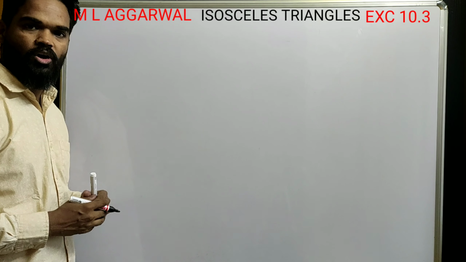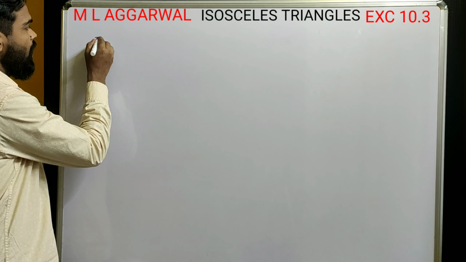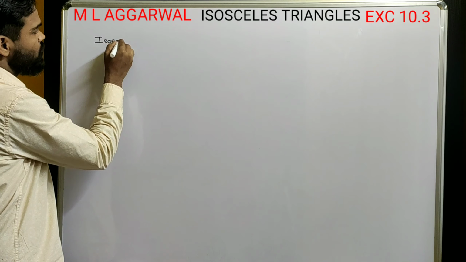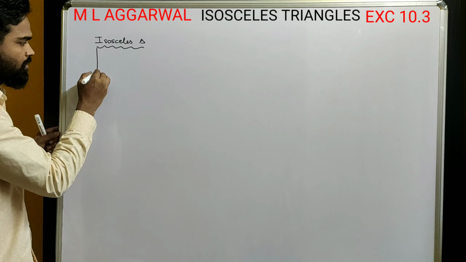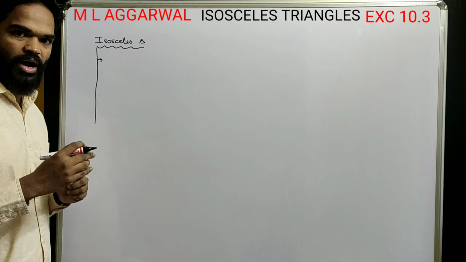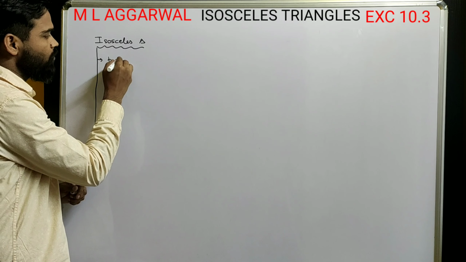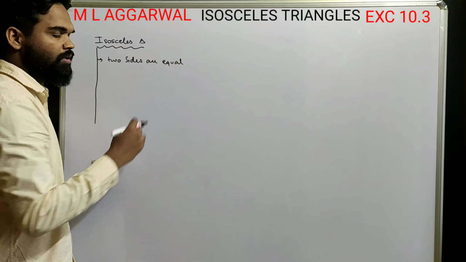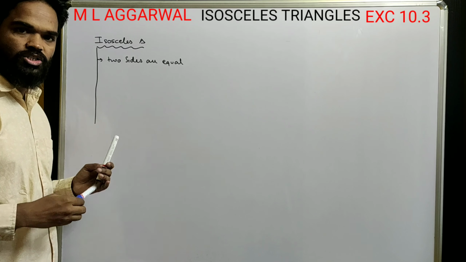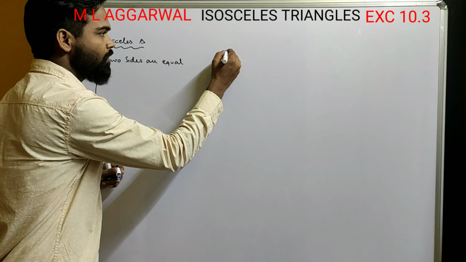Hi class, today our topic of discussion is isosceles triangle. Now we know we have done this in earlier classes that in an isosceles triangle two sides are equal, then only the triangle is known as isosceles triangle. Let us take an example.